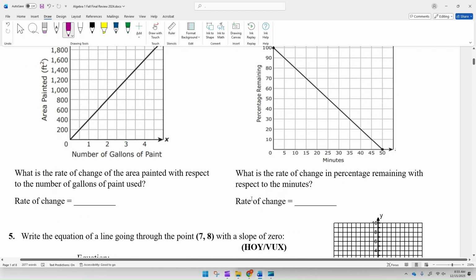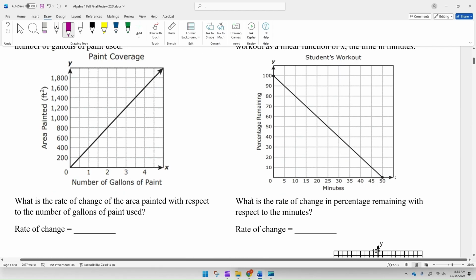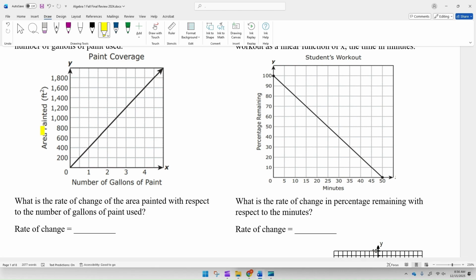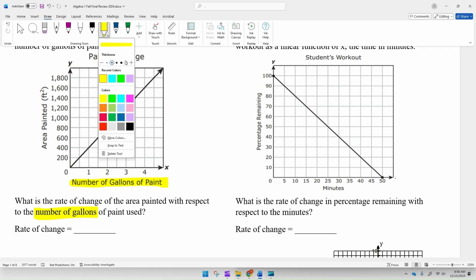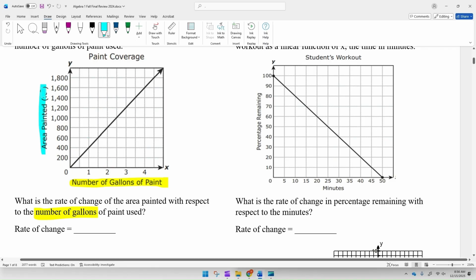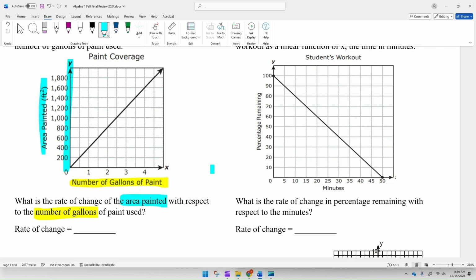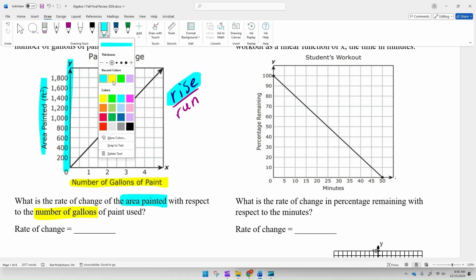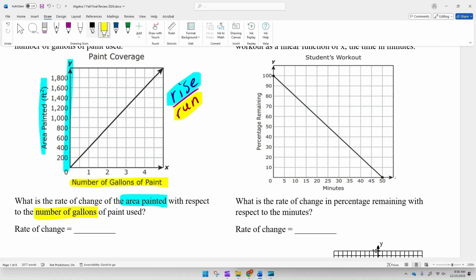All right, problems 3 and 4. The biggest thing to notice is a couple of the relationships and to pay attention to your points. On the first one with the paint coverage, let's talk about highlighting. The area painted with respect to the number of gallons. I'm going to highlight everything in yellow when we're looking at the y values. To remind you, your y value is the area painted. Slope is your rise over your run. Your rise is your vertical values, and your run is your horizontal values.